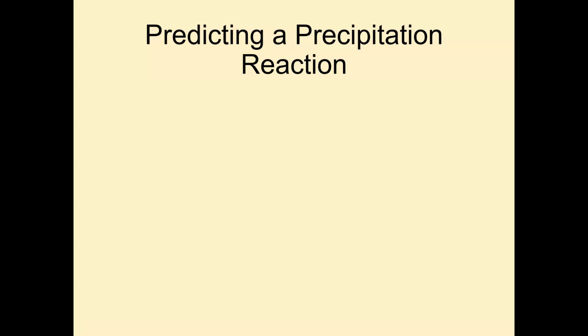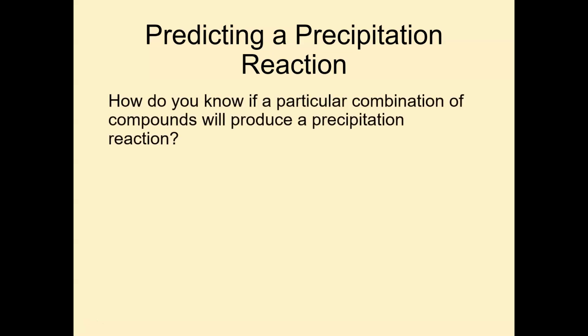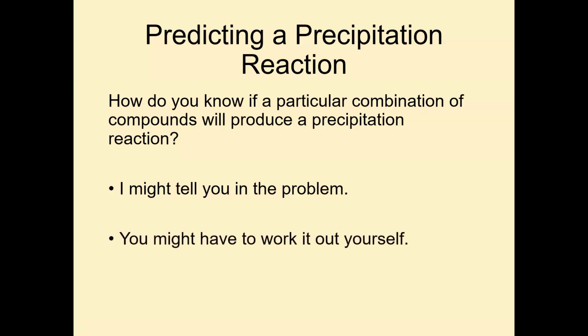But this now raises the question as we move forward: how would you know if a particular combination of water soluble ionic compounds is going to produce a precipitate? There are really two options to answering that question. One is I might tell you in the problem, and that is certainly true. You'll get problems where the precipitate is already identified by the state label. But you might have to work it out for yourself. Which compound is a precipitate, if any?